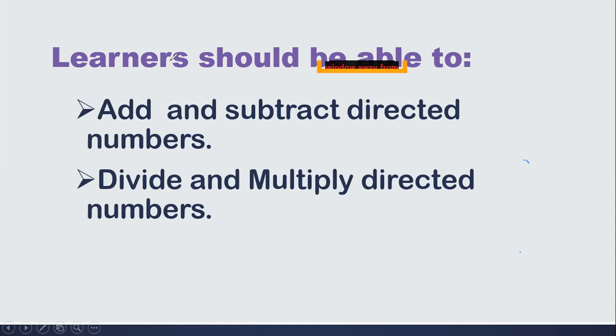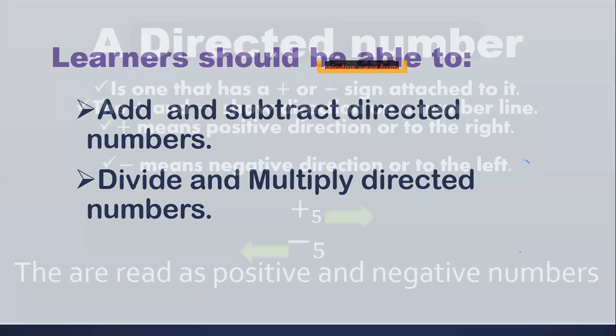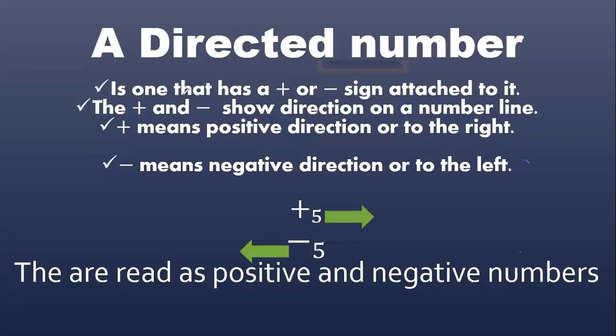If you look at what directed numbers are, a directed number is one that has a positive or a negative sign attached to it. So the positive sign is written like this and the negative sign is written like this. The positive and the negative signs show the direction on a number line.